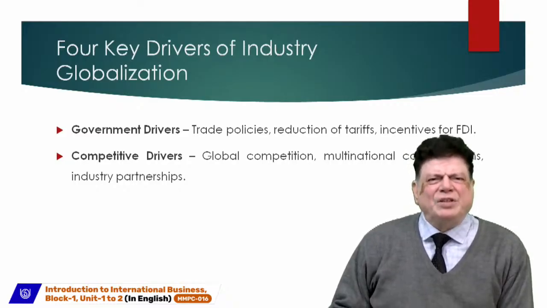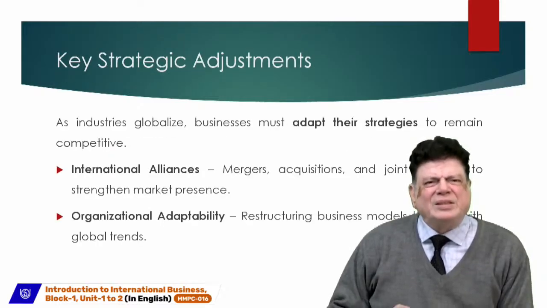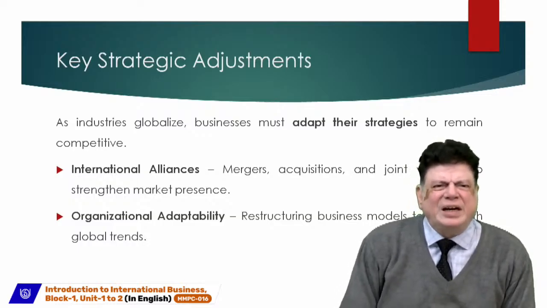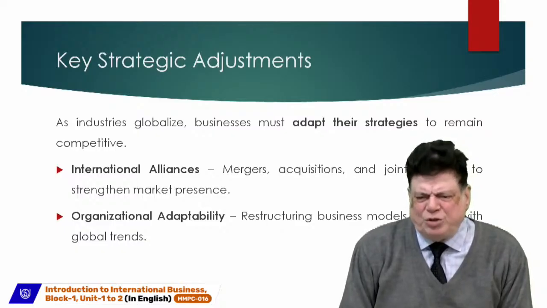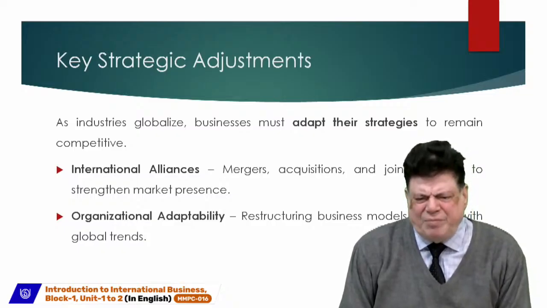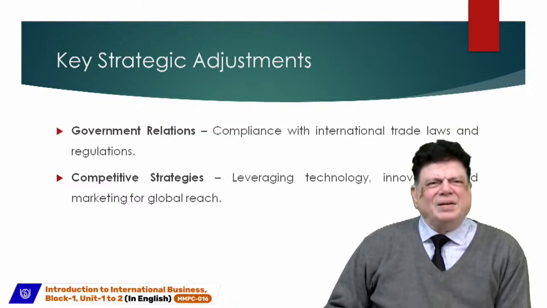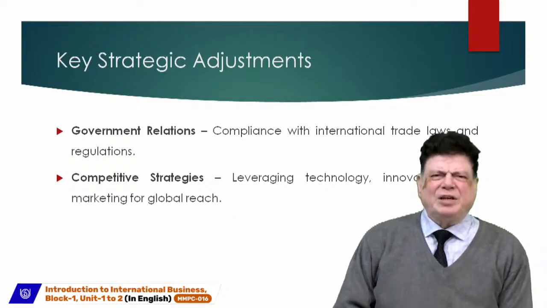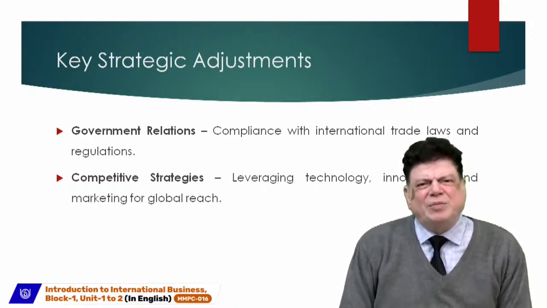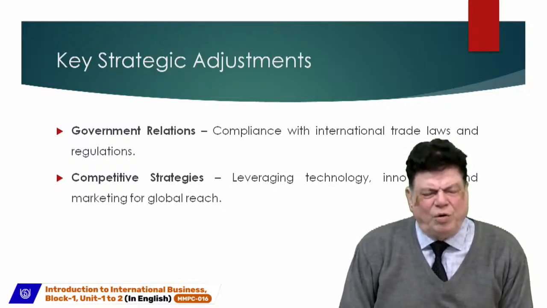So four key drivers of industry globalization are market drivers, cost drivers, government drivers, and competitive drivers. Globalized businesses must adapt their strategies to remain competitive. Next is international alliance, mergers, acquisitions and joint ventures to strengthen market presence. Organizational adaptability, restructuring business models to align with global trends. Now key strategic adjustments are government relations, compliance with international trade laws and regulations, competitive strategies leveraging technology, innovation and marketing for global reach.